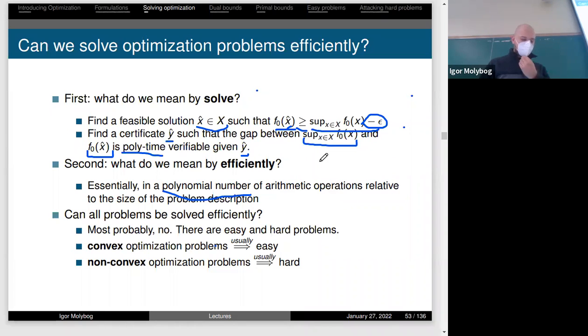However, most of the time, if the problem is non-convex, for example, the domain is not convex, a very good example of it is an integer programming problem, because distinct points do not make up a convex set. Most probably, the non-convex problems are hard. If our objective function is not convex, it's also a reason for hardness of the problem. However, there is also a caveat: usually they are hard, not always.